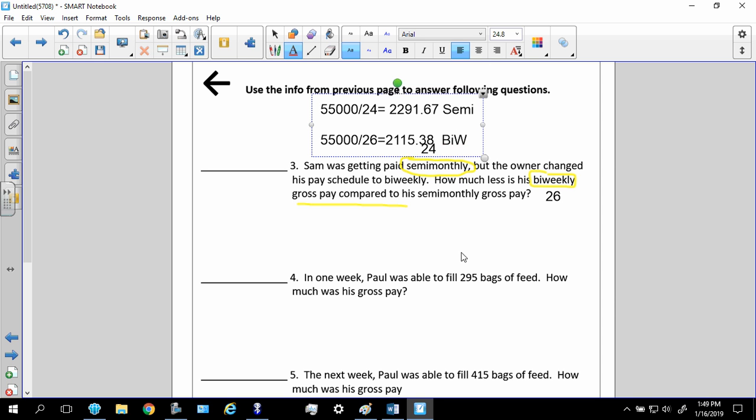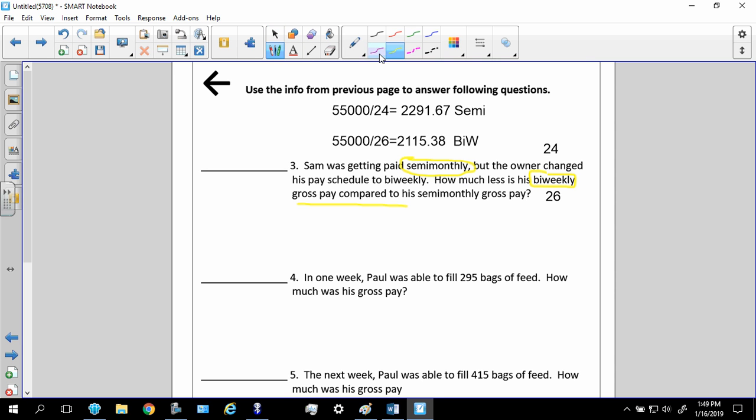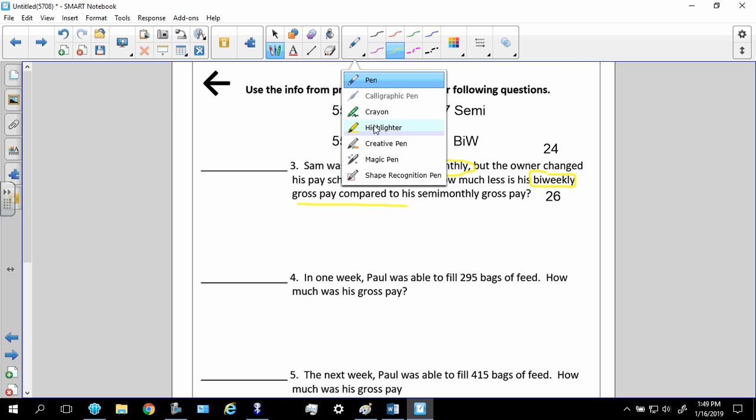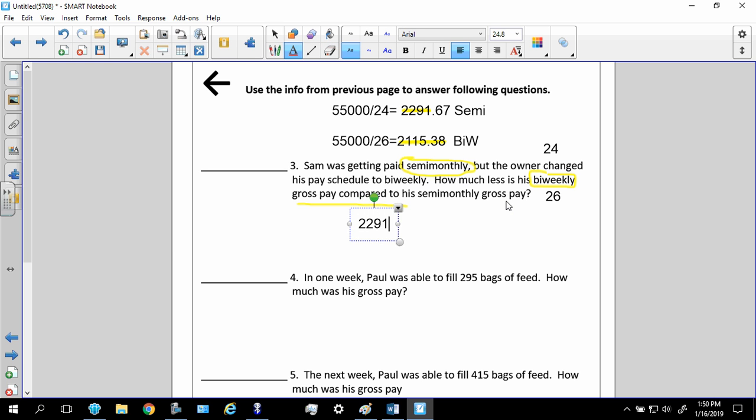Okay? So let me move this. All right, so these are my 2 numbers I'm dealing with. What I have to do is find the difference between these 2 numbers. So for my step 3, I'm going to do 2291.67 and subtract 2,115.38. When I do that, I get the difference of $176.29.